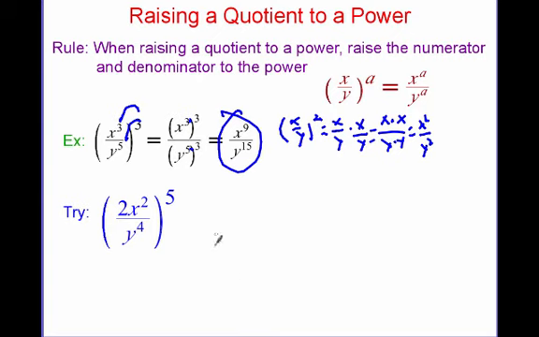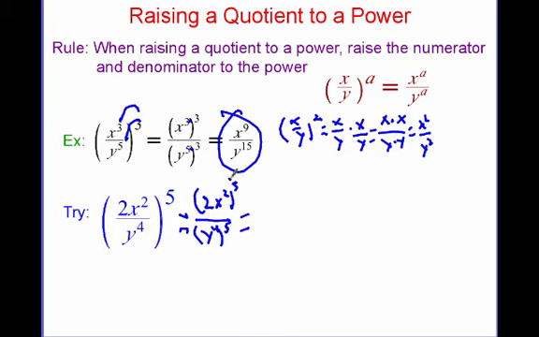So go ahead and try this one. Now that you tried this one, let's look at the answer. We got 2x squared over y to the 4th, all to the 5th. So that's 2x squared to the 5th over y to the 4th to the 5th.